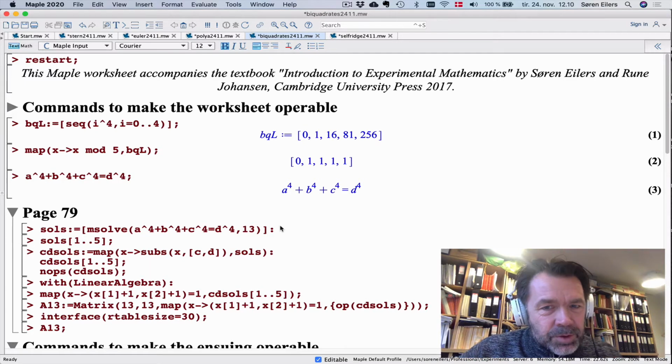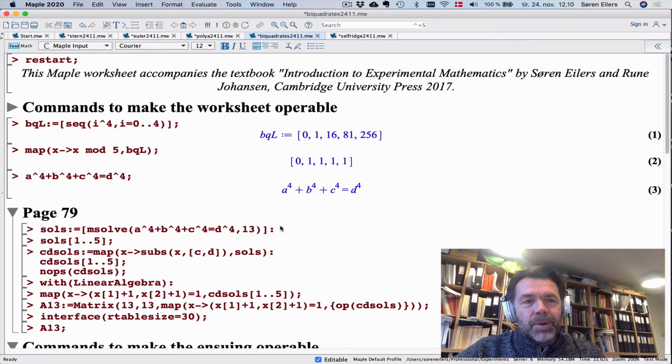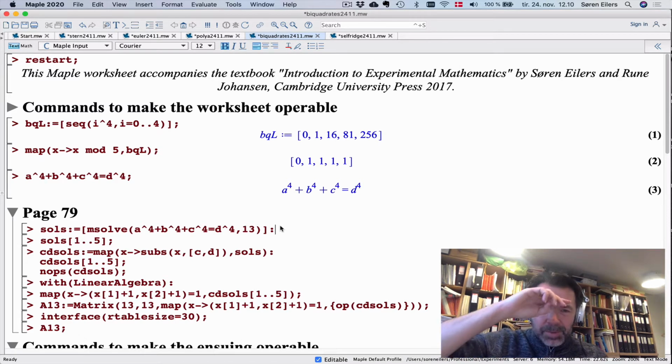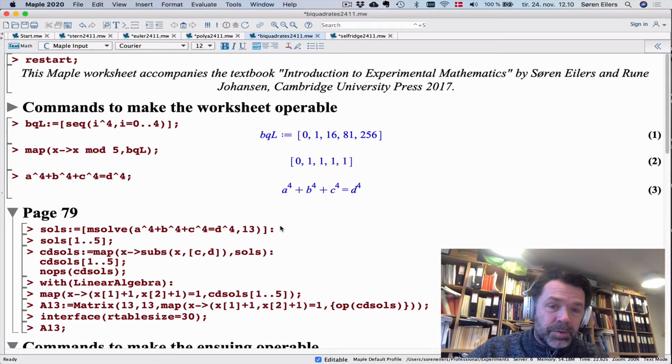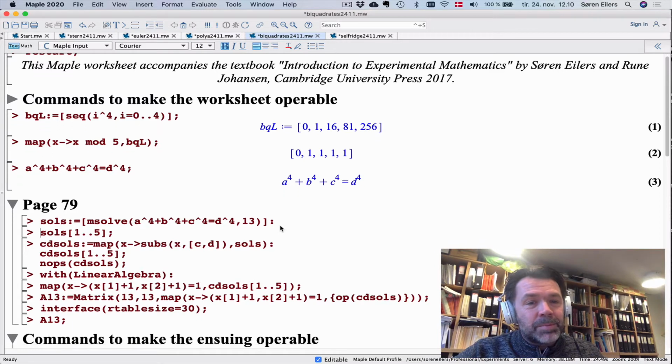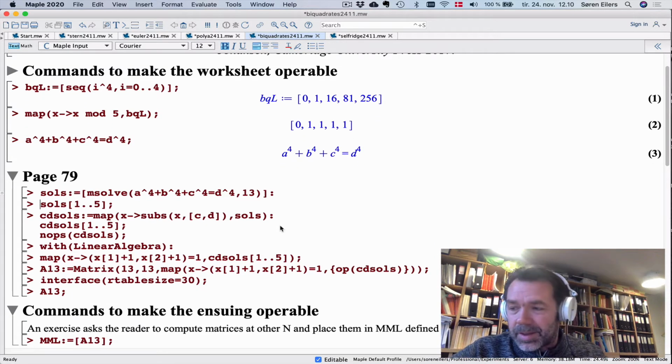Actually, if you want to do this mod p for other primes, it gets complicated. So let me just show you what you could do for p equals 13. I'm going to do it in Maple because, as I said, this is much more complicated than the little observation we did mod 5.